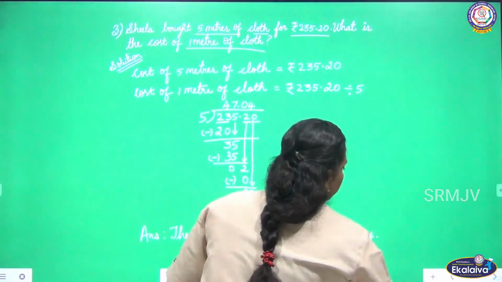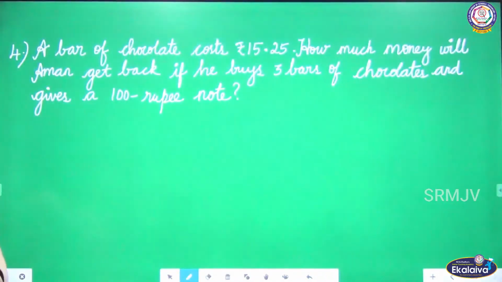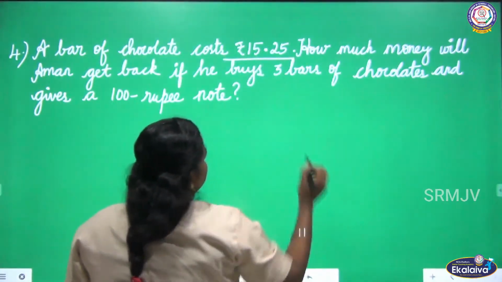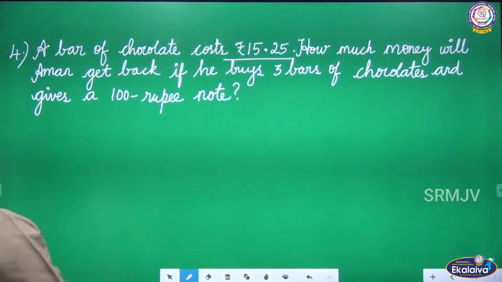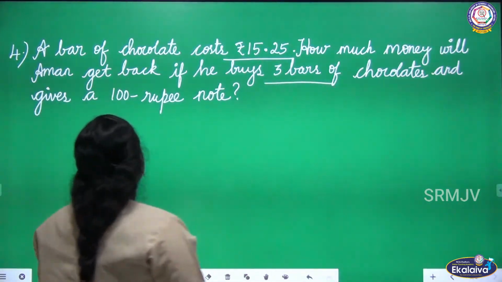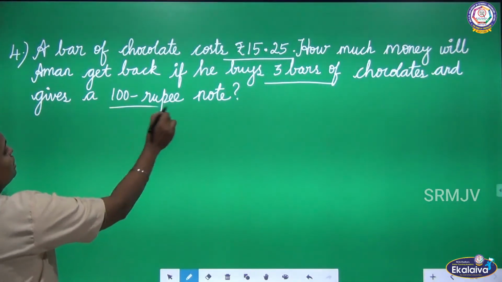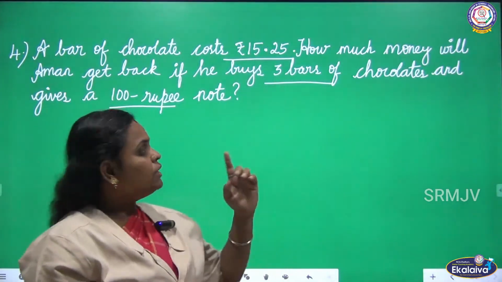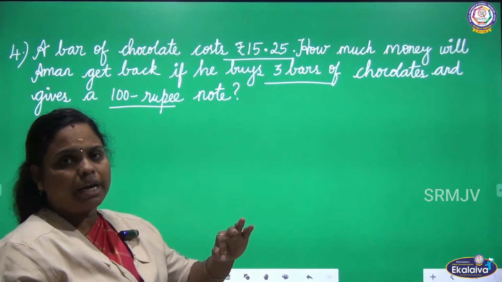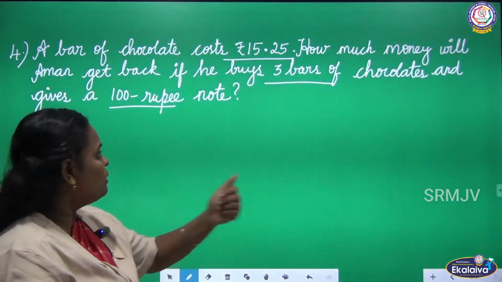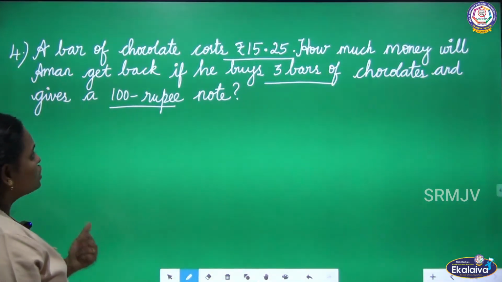Next one, a bar of chocolate cost rupees 15 rupees 25 paise. How much money will Aman get back if he buys 3 bars of chocolate and gives a 100 rupees note? So they have given cost of 1 chocolate. So if he buys 3 bars of chocolate, if he have given 100 rupees note to the shopkeeper, then how much he will get back from the shopkeeper?